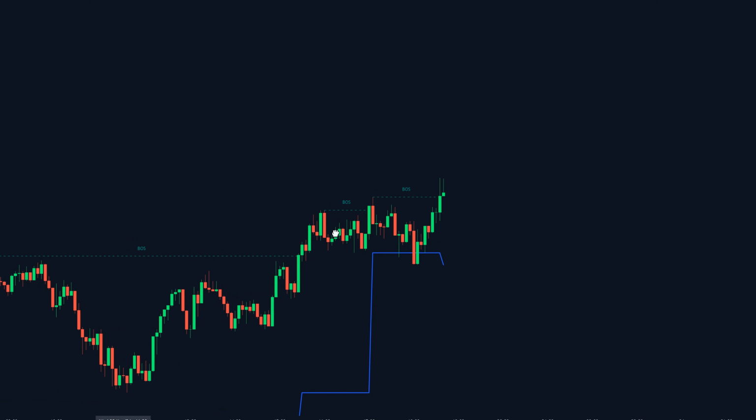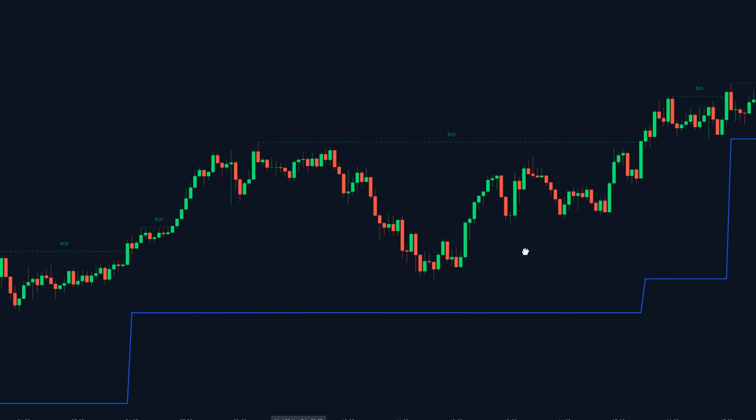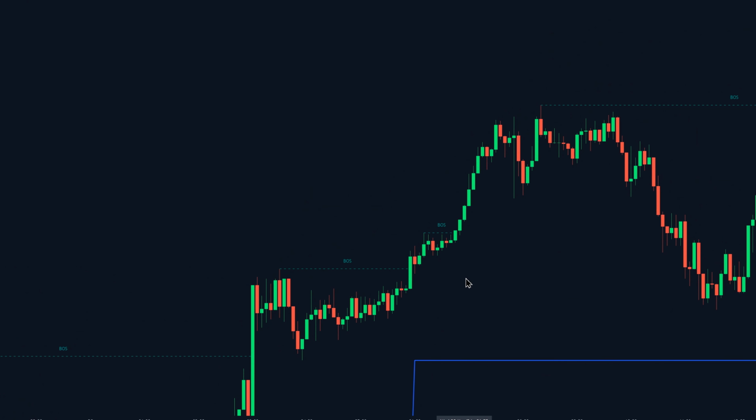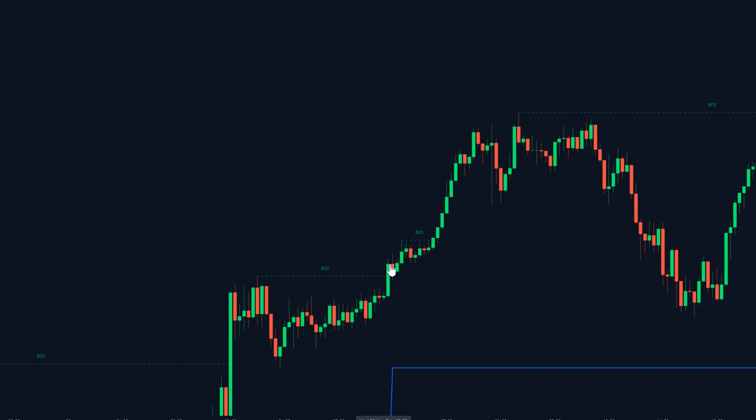Where were we? Oh, we're supposed to go over how we can use this indicator to trade. Well, to take a long position, we basically identify a bullish BOS label. We then wait for the price to break and close above the level, and then we take the trade.